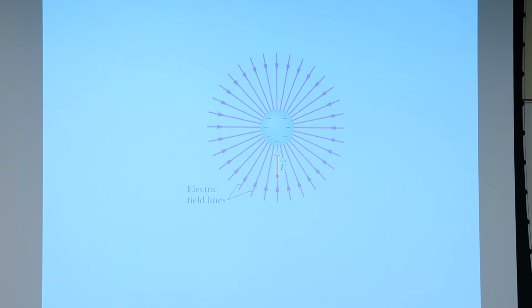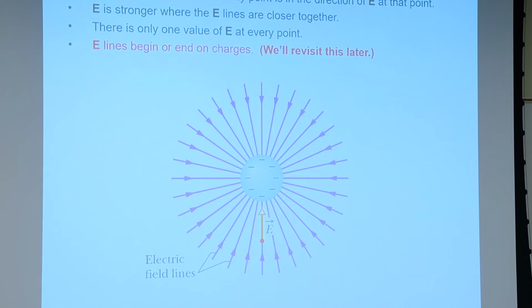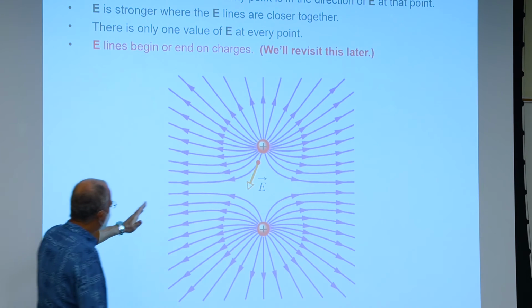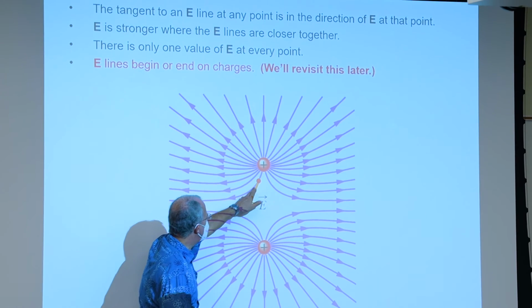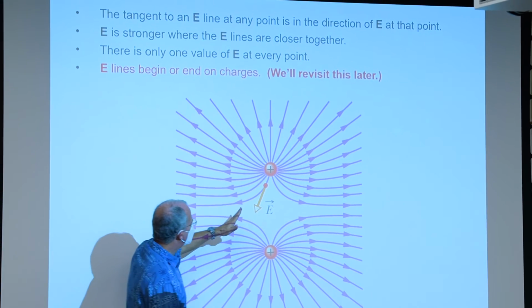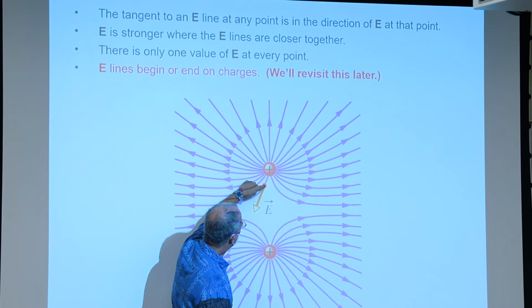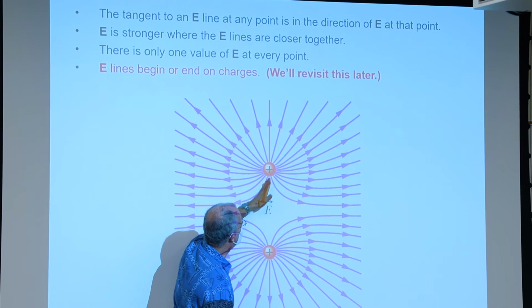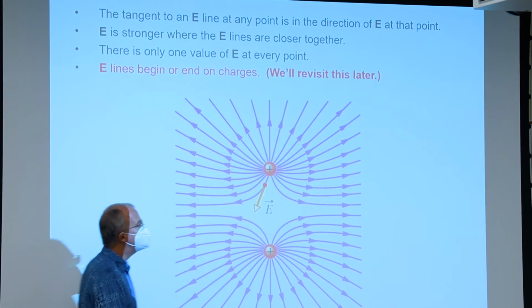So there are some rules for these E field lines, which should be kind of common sense, but let's go over them. Well, maybe not common sense. The tangent to an E field line at any point is in the direction of the E field. What? Okay. What they're saying is, here's this curved E field. Let's say we want to know the direction of the E field right here. You just draw the tangent line. That's all there is to it.